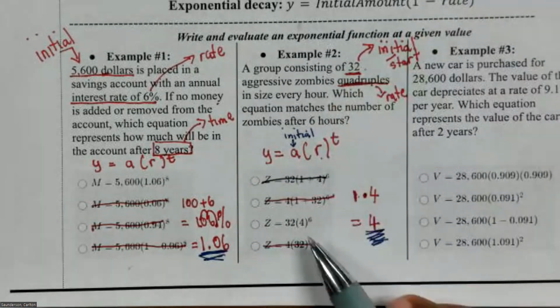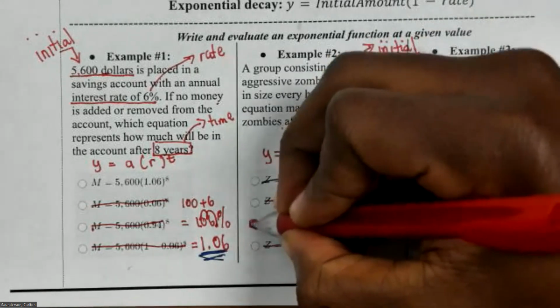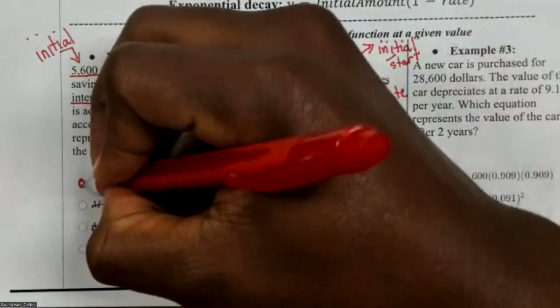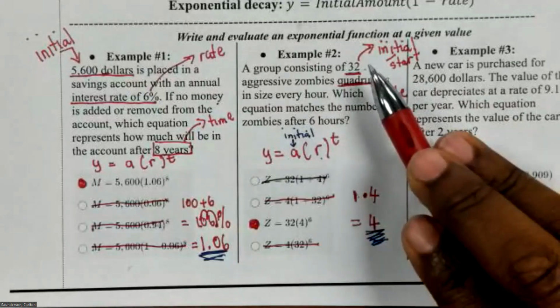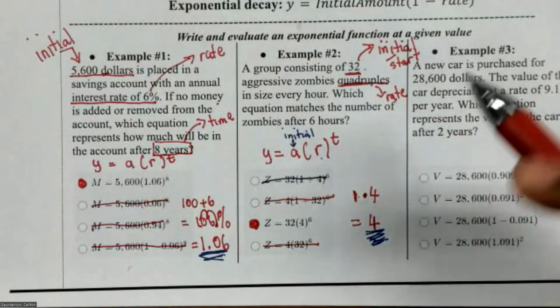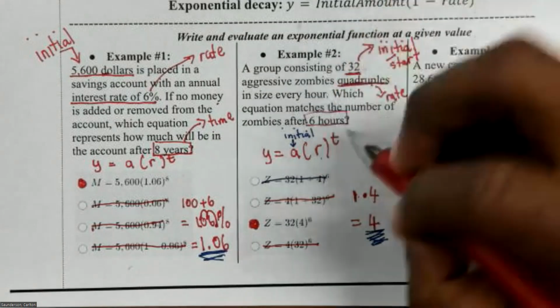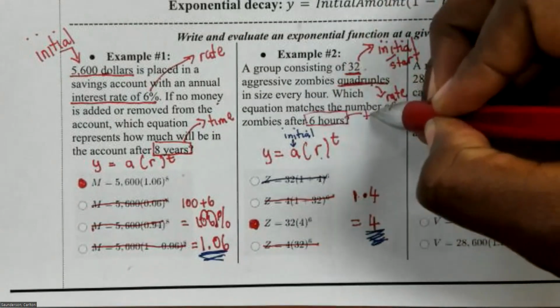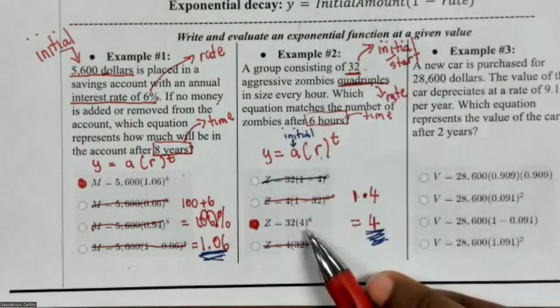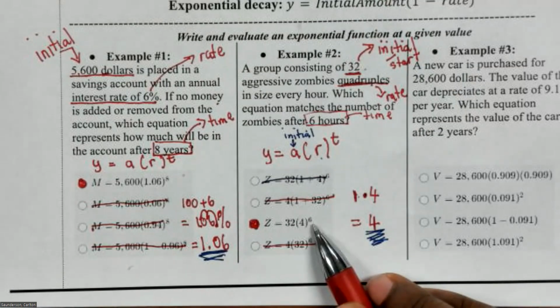Okay. Here I do have a 4 right here. All right. So this would be the answer that I would select. So again, that would be the answer. It has the initial value being 32. It has the rate being quadruple, means that you're multiplying by 4. And then it says after 6 hours. So time should be 6. And in this case, we saw that the time was 6. All right. So again, that would be the answer.